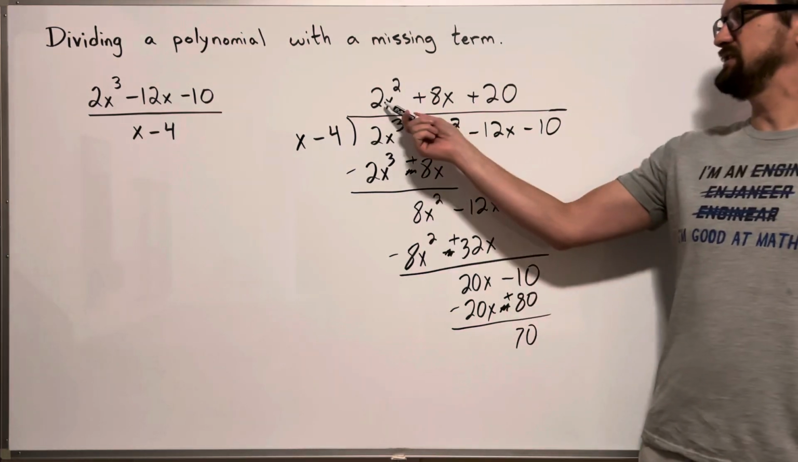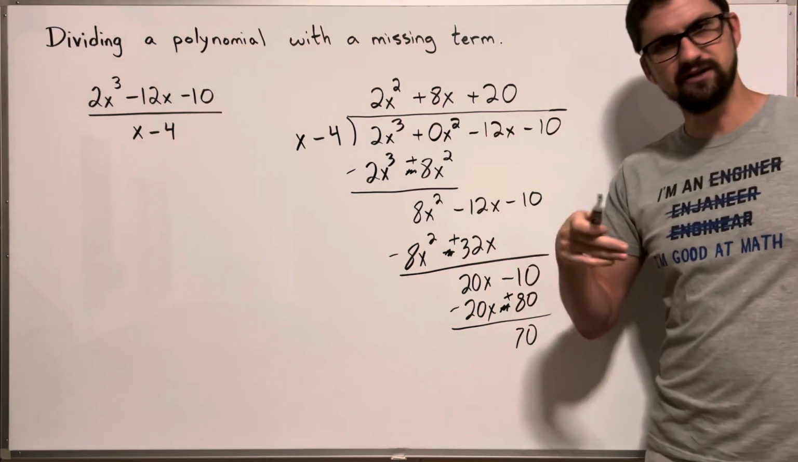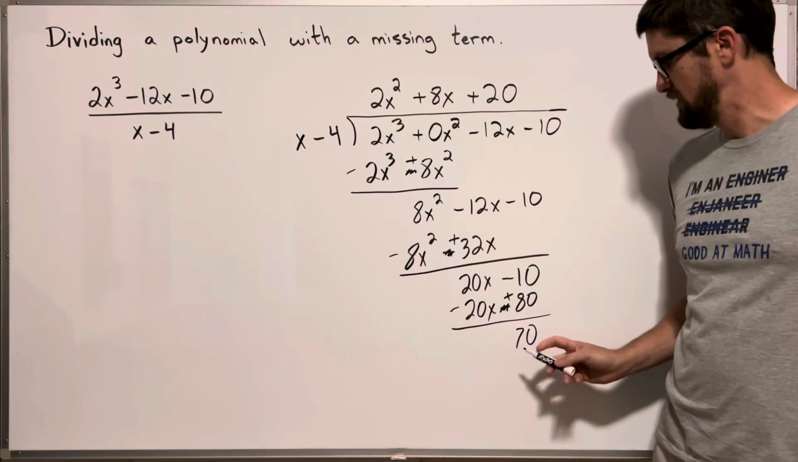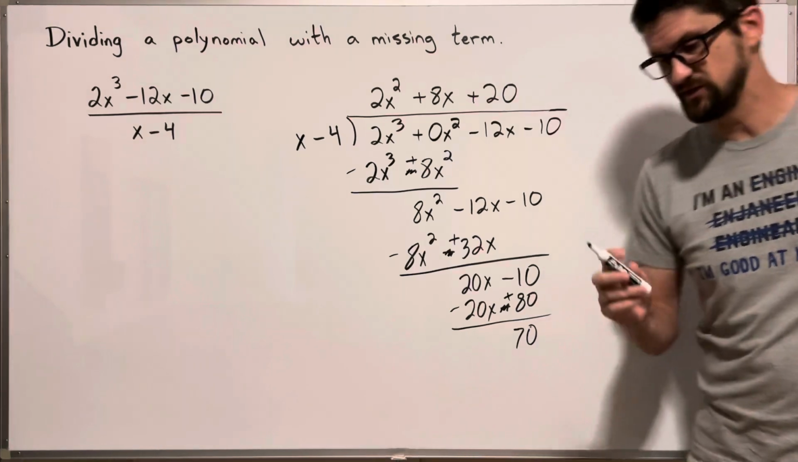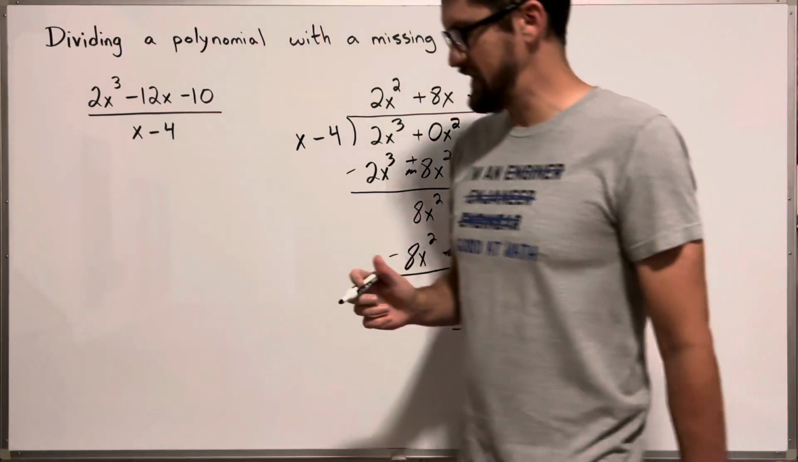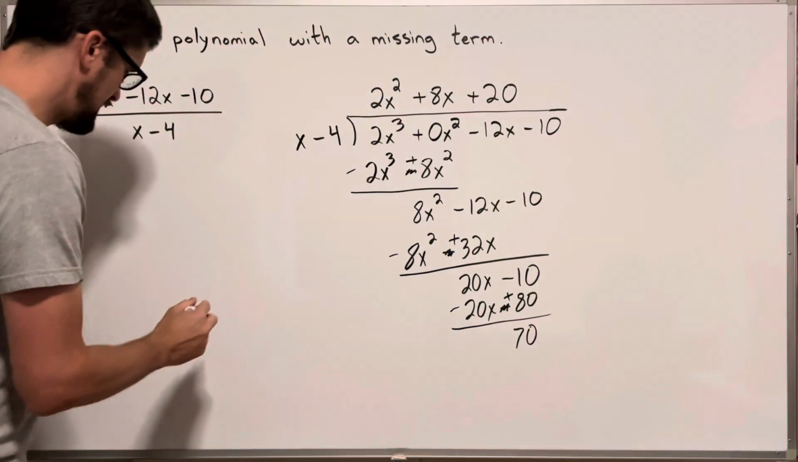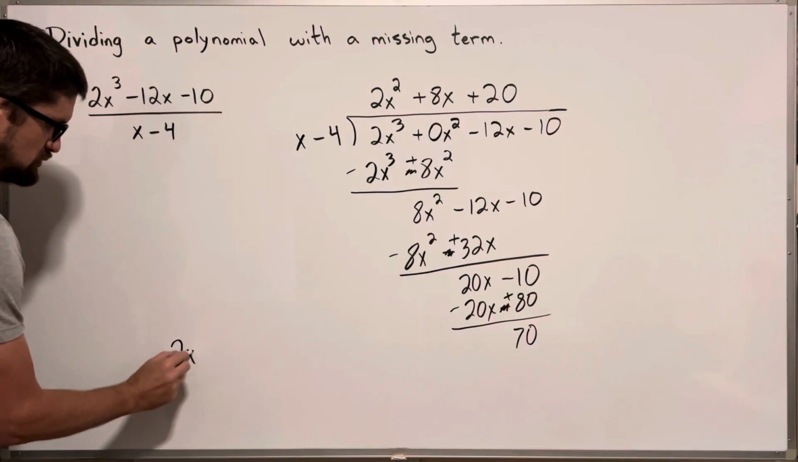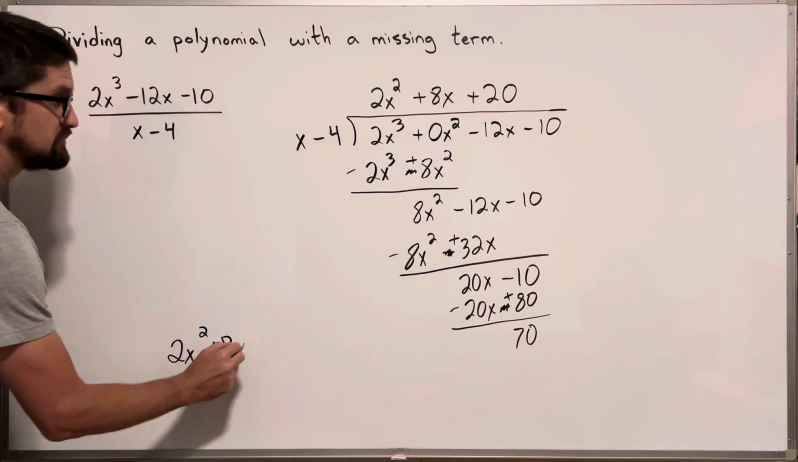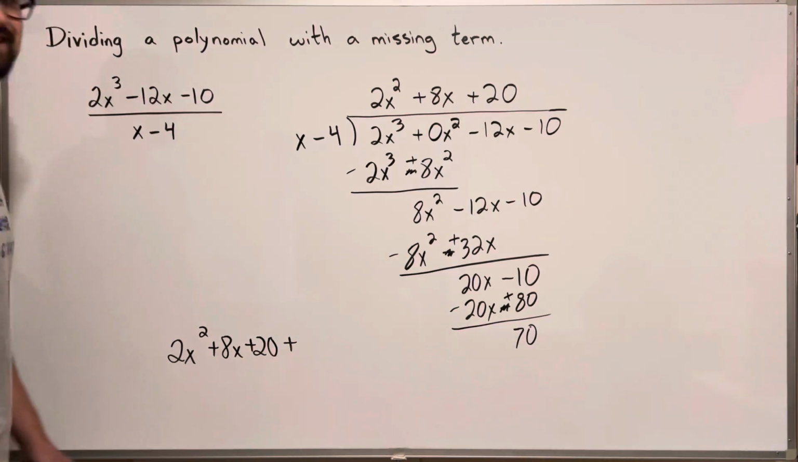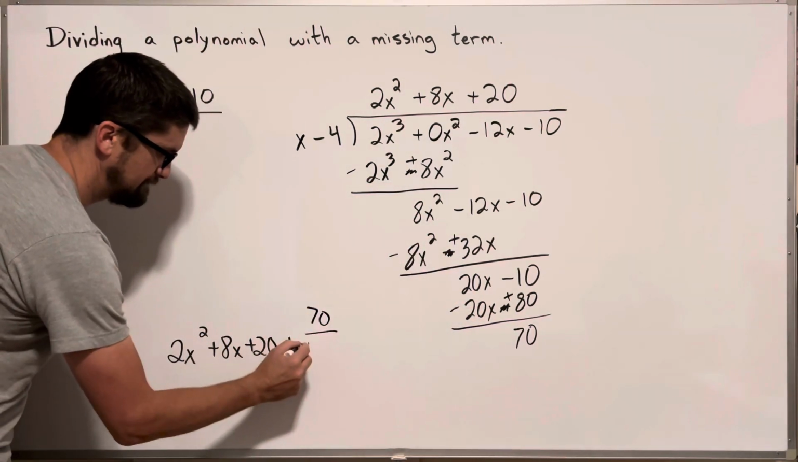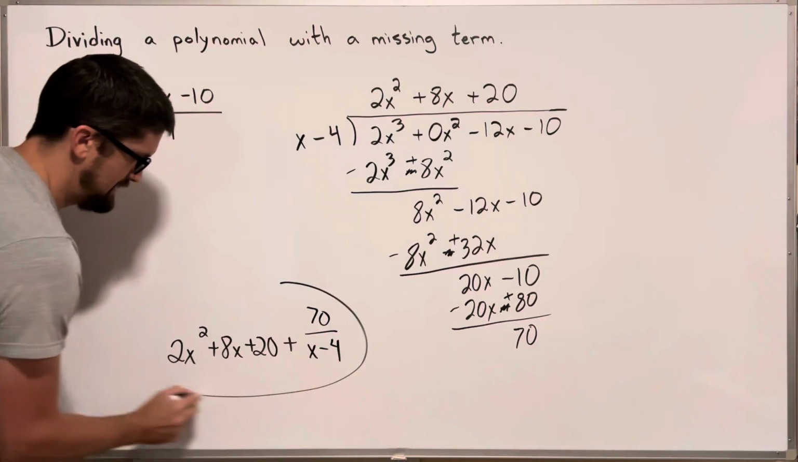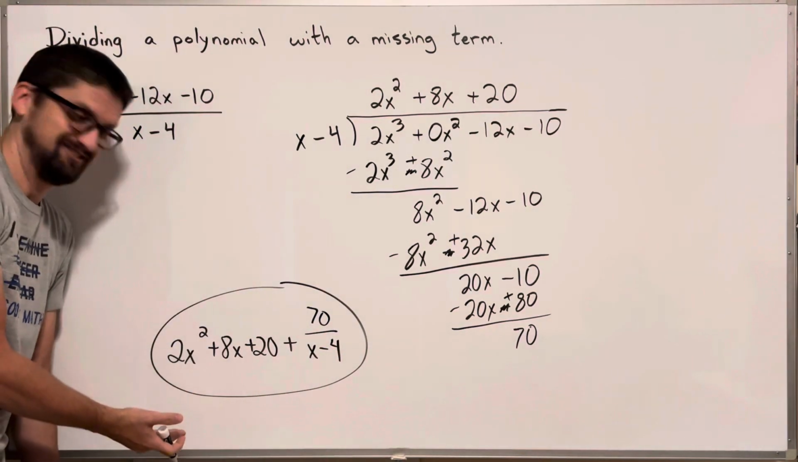So the answer is going to be this top piece plus the remainder 70 over the divisor x minus 4. So we're going to write my answer as 2x squared plus 8x plus 20 plus the remainder 70 over the divisor. And that is your answer. There you go.